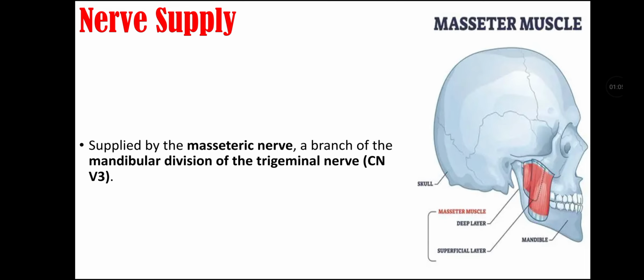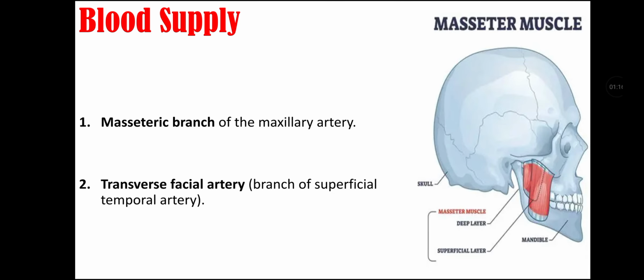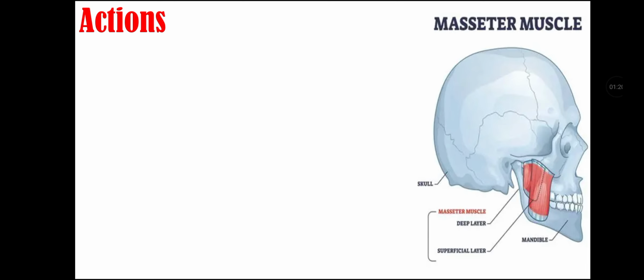Nerve supply of masseter muscle. It is supplied by the masseteric nerve, that is a branch of the mandibular division of the trigeminal nerve. Blood supply of masseter muscle. It is by the masseteric branch of the maxillary artery and the transverse facial artery, that is a branch of the superficial temporal artery.